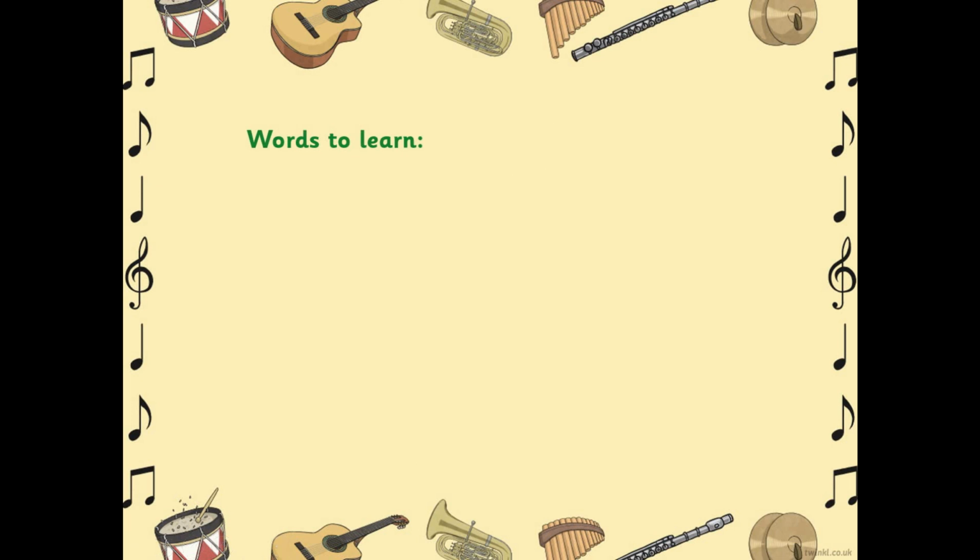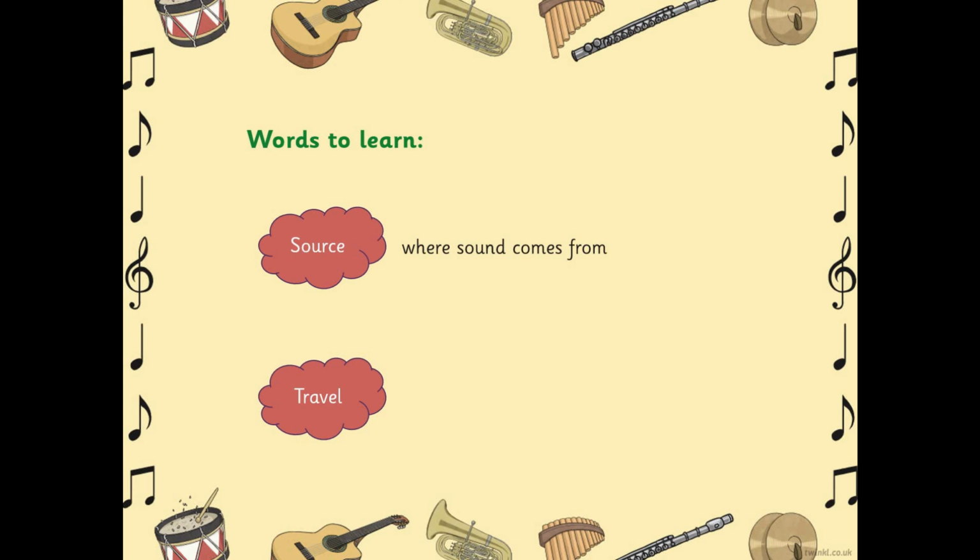The words we need to know in this chapter are source and travel. Let me see if you remember the definition of these words. Please pause the video, try to write the definition for these two words, and then resume to see the answers. Welcome back to the video. Now let's look at the definition. Source is where the sound comes from, and travel is moving from one place to another.